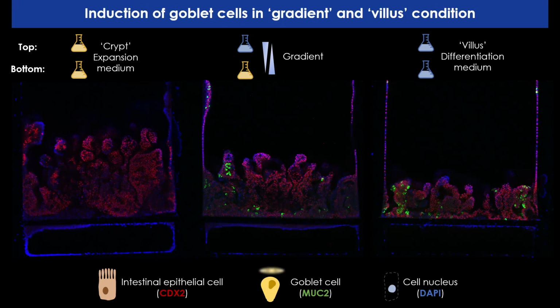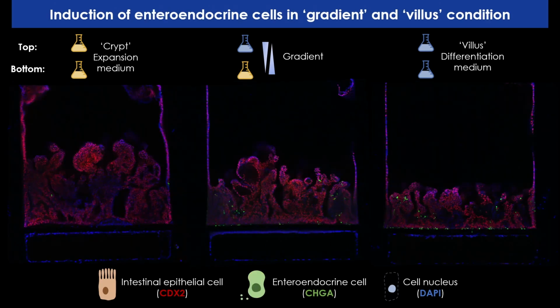Then we also did the staining for goblet cells, which you can see here in green. And very few of these cells were present in the crypt media condition, and we can successfully induce these in the gradient and the villus media condition. And the same is true for enteroendocrine cells, or the hormone-producing cells. Few of these are present in the crypt medium, but in the gradient and villus media condition, we can successfully induce them.